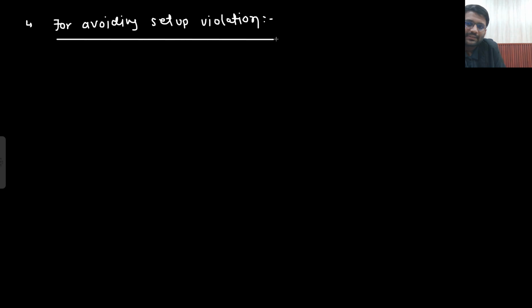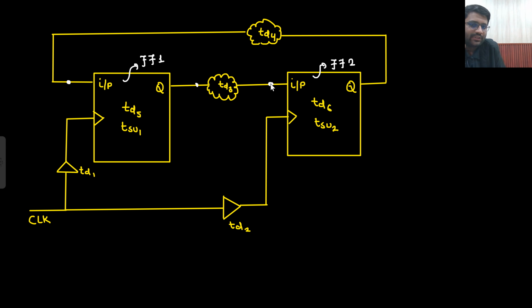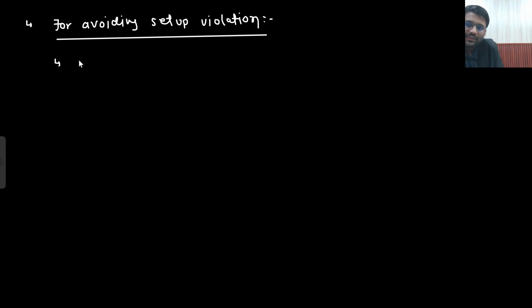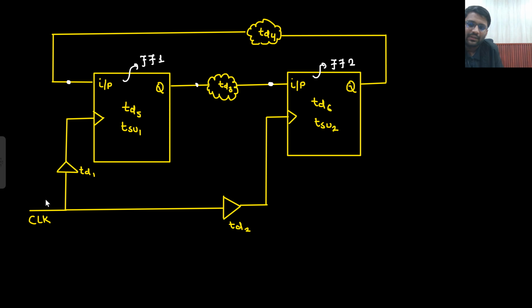The scenario would be that your T clock should be, first I am working from flip flop 1 to flip flop 2, because this input is not fixed. So you need to work from flip flop 1 to flip flop 2. Let's see how I will work. Starting from here, the clock will see the delay of TD1, TD5. This TD1 plus TD5 is known as clock to Q delay.